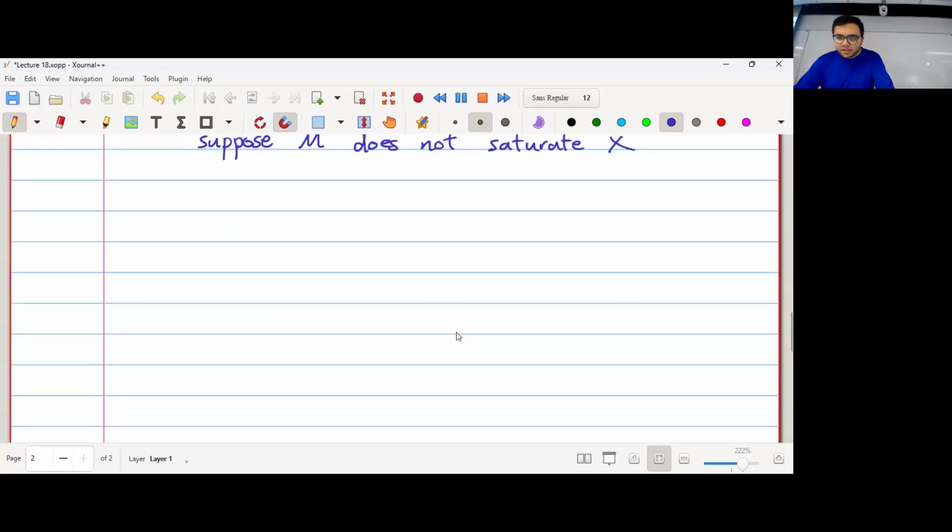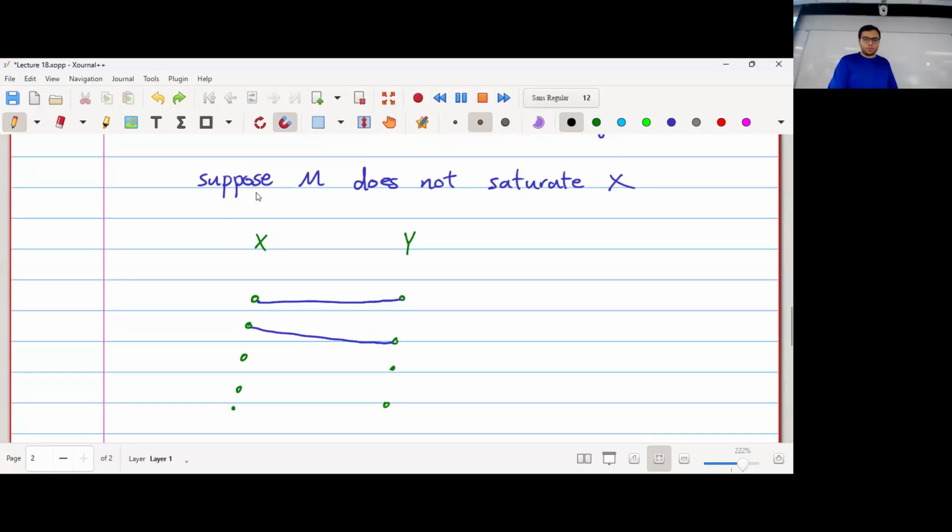Okay, so what does this mean? Let's just draw another picture here. I have X on one side, Y on the other side, and then I have the vertices. And then I have some edges. Again, I'm going to draw the edges in my matching in blue. So let's say this is a matching edge, this is a matching edge, and I'm going to draw the other edges in black. Now, if my matching had already covered all of X, I would be very happy, but I'm doing the case where M does not cover all of X.